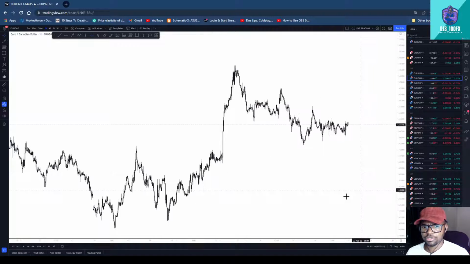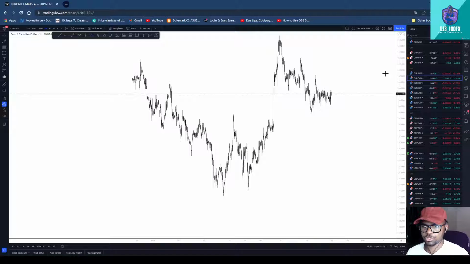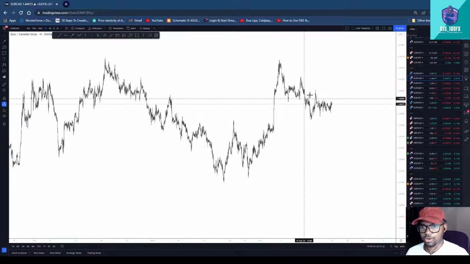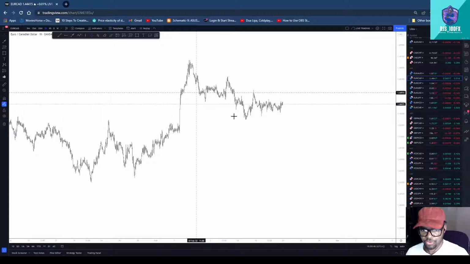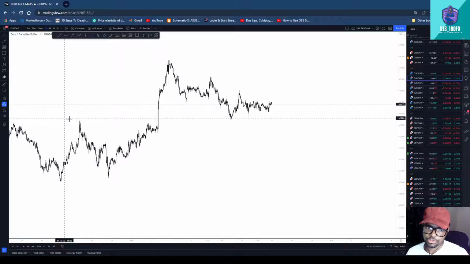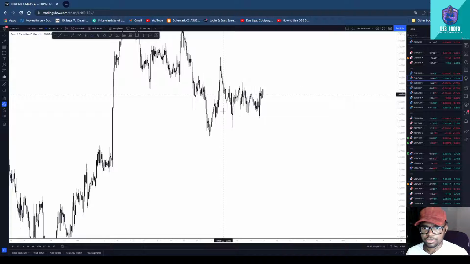So on Euro CAD, price has been trending up, and then for the correction, it corrected downwards, very correctively, until this level here, which is a level of support and resistance. It was resistance before and is now support. Price is now ranging. There is nothing much to look at.